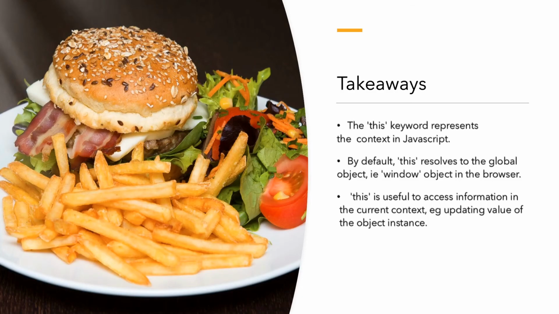Key takeaway for this lesson, the this keyword represents the calling context. By default, the this keyword resolves to the global object, which is the Windows object in the browser. The this keyword is very useful to access information in the current context. For example, to get or update properties inside an object.